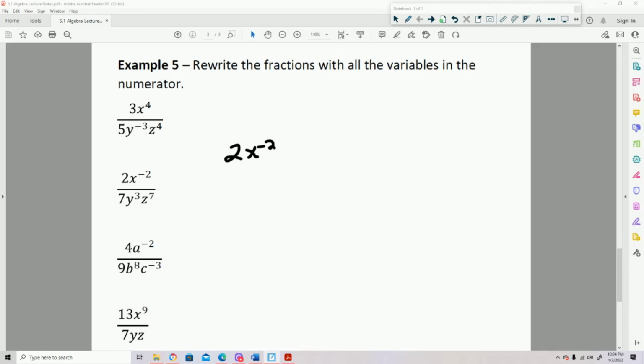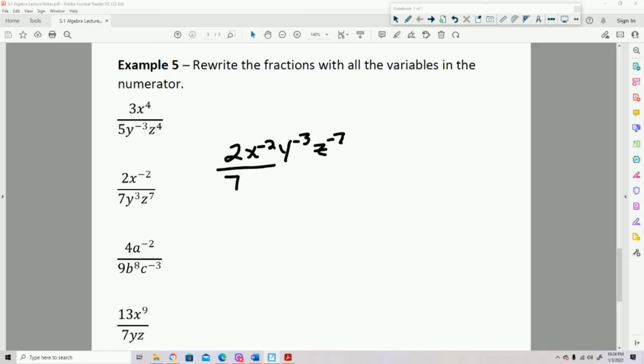It's in the numerator where they want it. Okay, the 7 needs to stay in the denominator. It's a constant. I'm going to move the y3 and the z7 up. When I move the y3 up, it's got to change, so it changes signs. Not the y, but the exponent. The z7 moves up, it changes signs. And that's it. It's as simple as that. And instead of backing up, I'll just leave that.